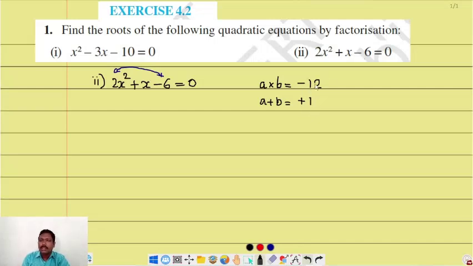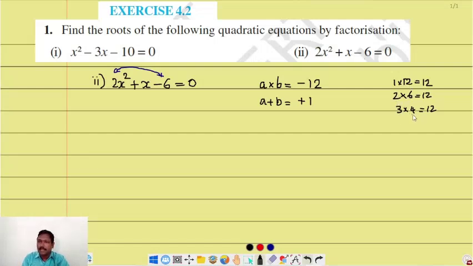Now you have to think of numbers. Product 12, you can write here 1 into 12, 1 into 12 is 12. 2 into 6 is 12. 3 into 4 is 12. Then 4 into 3, 6 into 2. Okay, see, these are the pairs you can take. 1, 12, 2, 6, 3, 4 are the pairs.